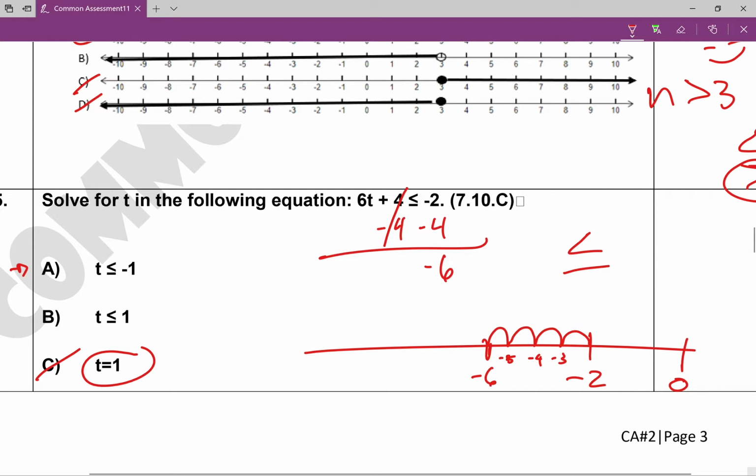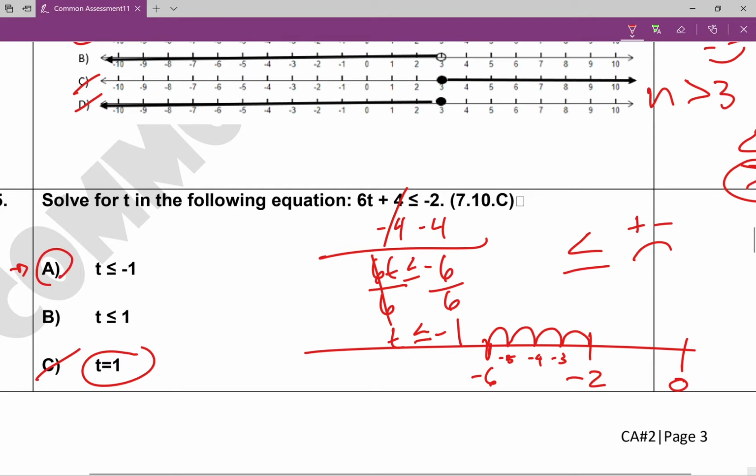Okay? Now, so you're left with 6t, inequality sign. The last step is to divide by 6 on both sides. So that cancels out, so t is less than or equal to -1. Why negative? Because I have a positive and a negative, and it makes a negative. So my answer was indeed A.